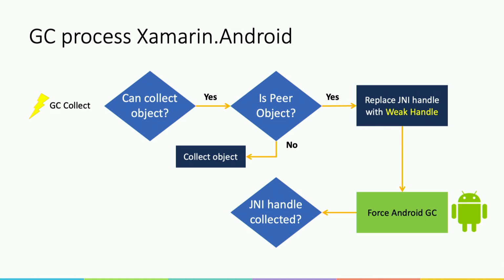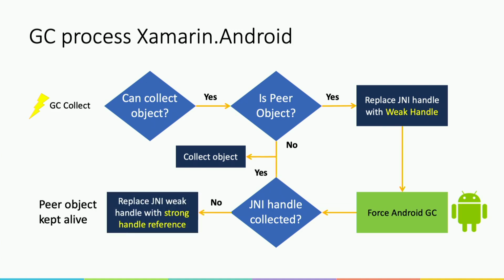Was the Java native object collected? If yes, it means that the Android part was also cleaned, so it's going to clean the .NET part. And if it's not, it means that the native object is still referenced in the ART runtime, so I'm going to replace the weak handle again with a strong handle. This process of replacing the handles is called the bridge, and there is more than one bridge mechanism.